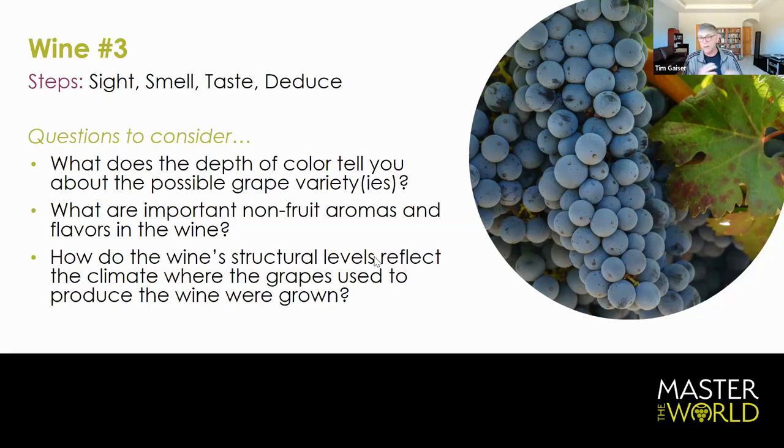Because again, the point I just made, all wines have fruit, right? What is important once you get past identifying fruit, which everybody disagrees on, by the way, is the quality of the fruit and how ripe or tart is it? And then these non-fruit, herbal, spicy, et cetera things. Those are important. And then finally the structure. How do the wine structural levels reflect the climate where the grapes were grown? And that really has to do with the push-pull of the alcohol and the acid together. Wherever you have higher alcohol, you have less acid. And wherever you have restrained alcohol, you have higher acid. All right, let's get going.